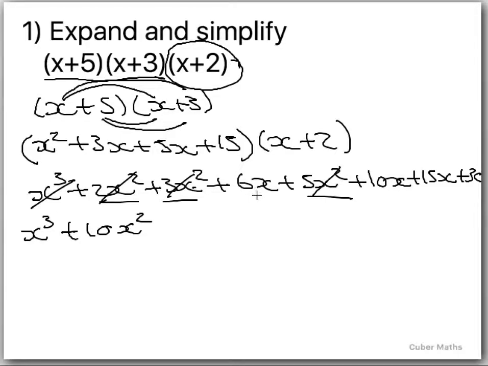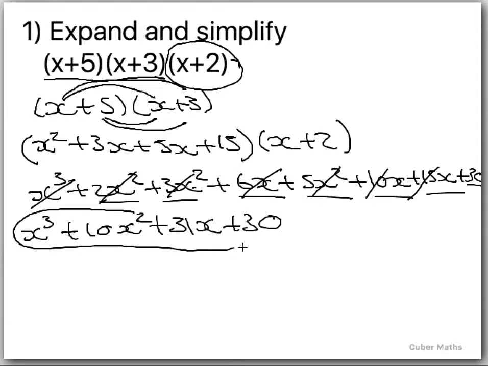Now we're going to count our x terms. We've got 6x, 10x, and 15x, which is going to give us plus 31x. Then cross them off. And on the end we have plus 30. That is our triple bracket expanded and simplified.